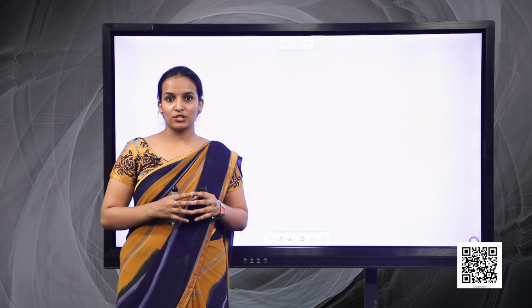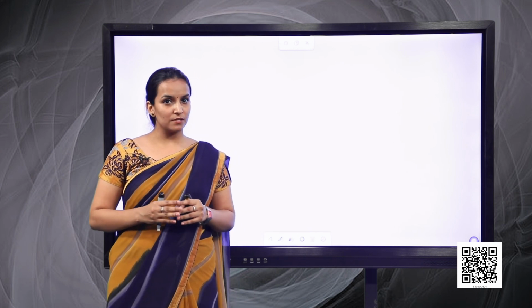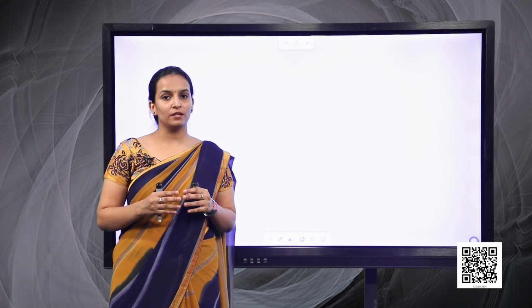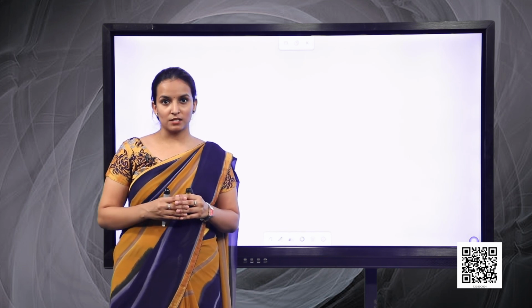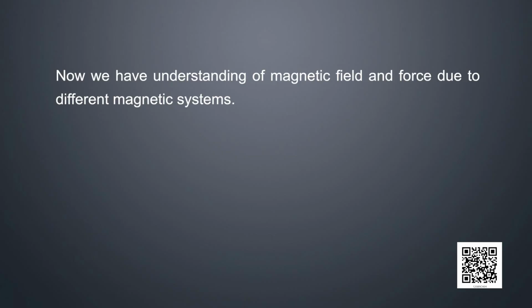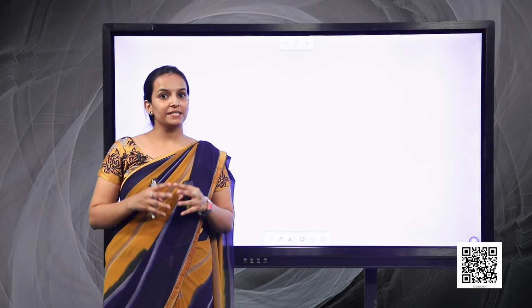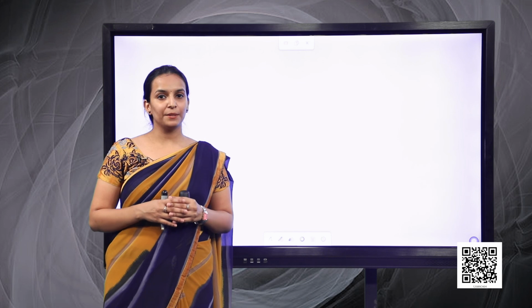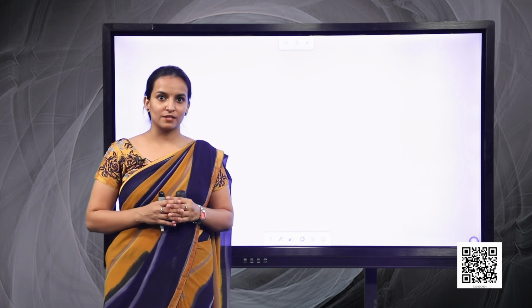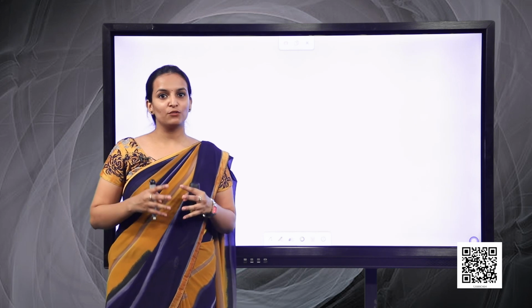So, in today's session, we have learnt Ampere's circuital law with its application and force between two current carrying conductors and defined 1 ampere. Now, we have an understanding of magnetic field and force due to different magnetic systems. It is quite an interesting phenomenon that occurs in the presence of two solenoids. Try to study about this. So, keep exploring till we meet again.